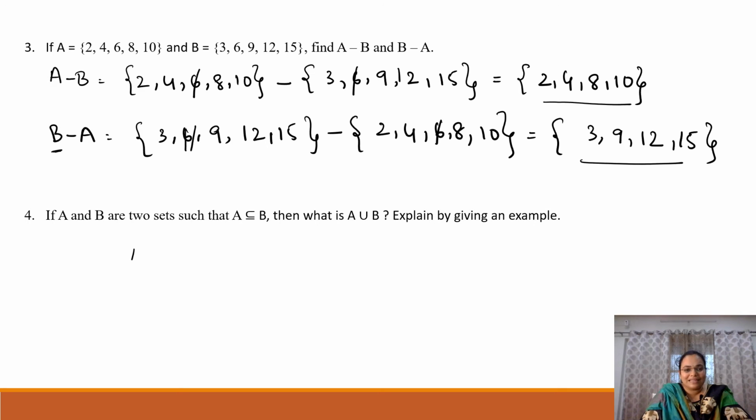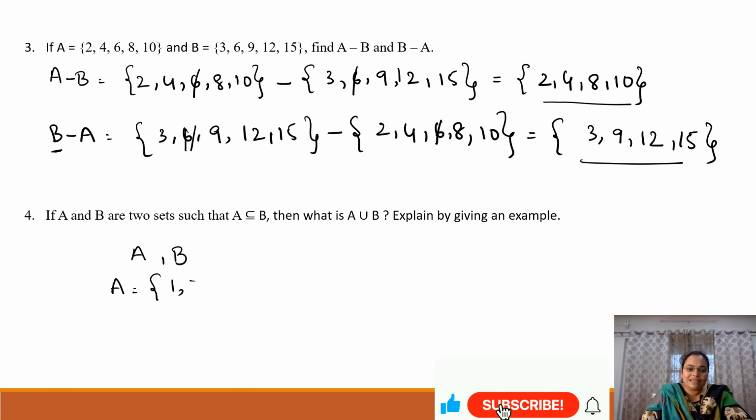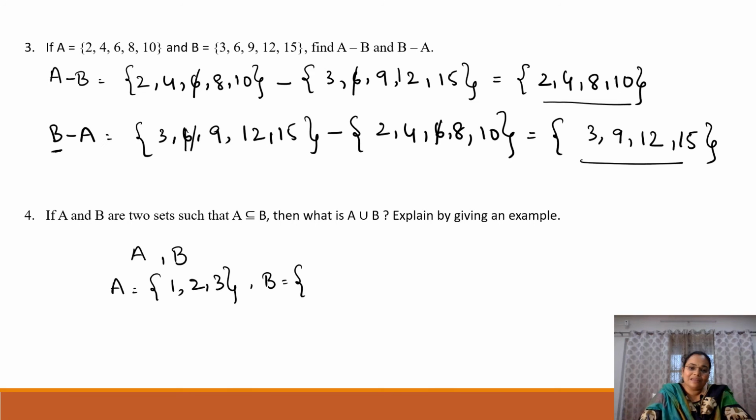A and B are two sets. If A and B are two sets such that A is a subset of B, then we need to find A union B by taking an example. When do we say it is a subset? When all the elements in A are also elements in B. So if we are taking an example, A and B are two sets, and all the elements in A are also elements in B, then we can say A is a subset of B.